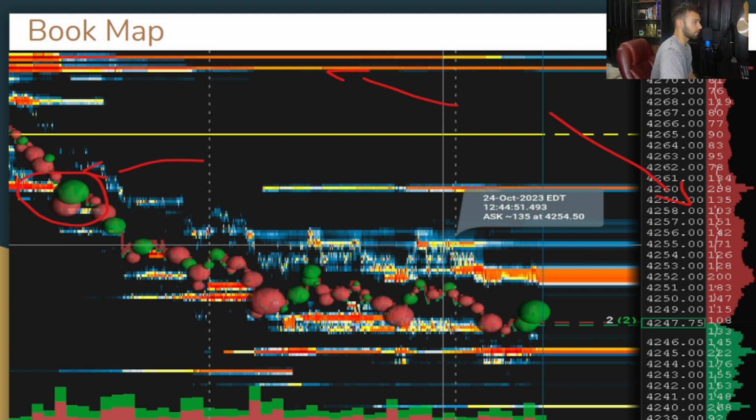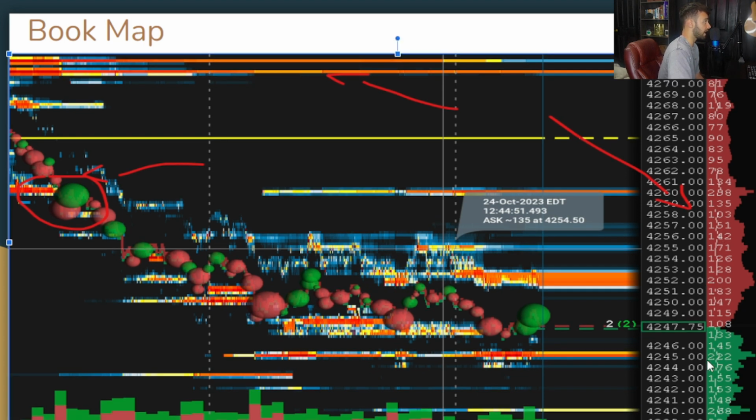Now, these dark lines you're seeing on the book map here are all the limit orders sitting in the market, and they're associated with these numbers right here. This is the order book, called the COB. What this is telling me is all the numbers of passive orders in the market.